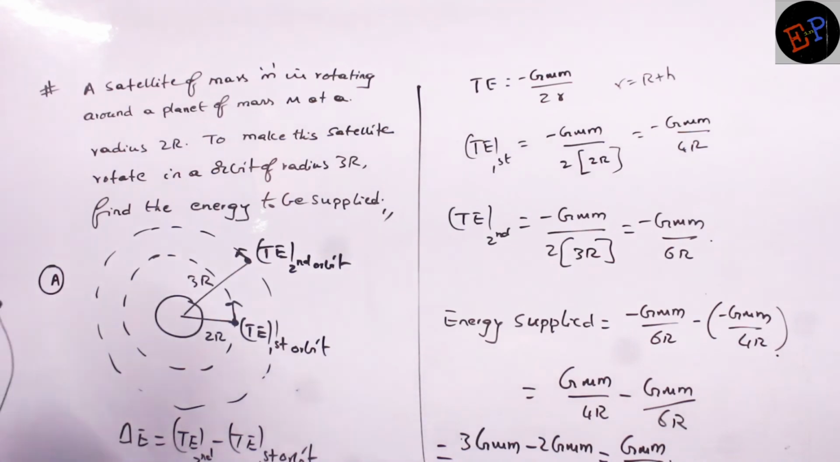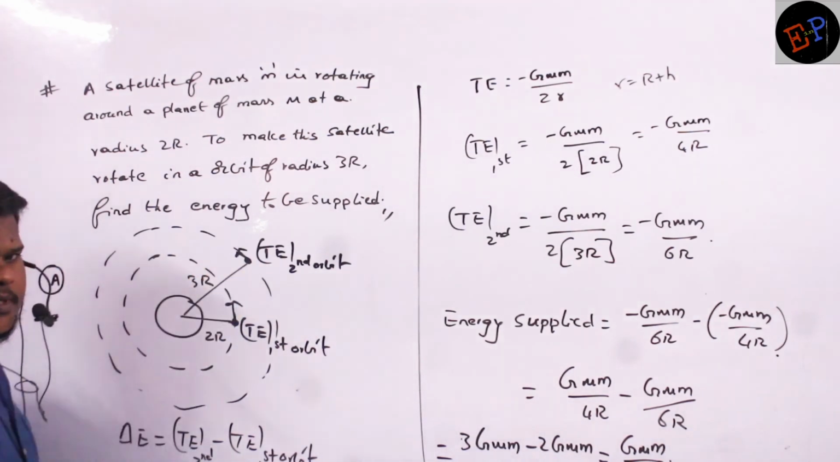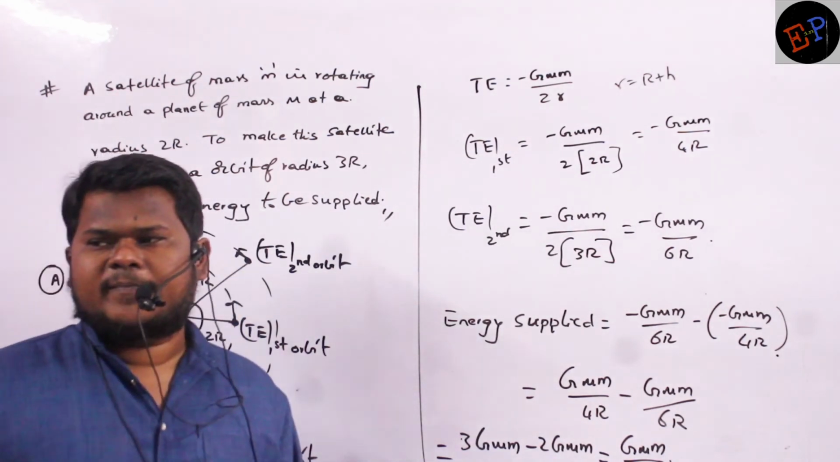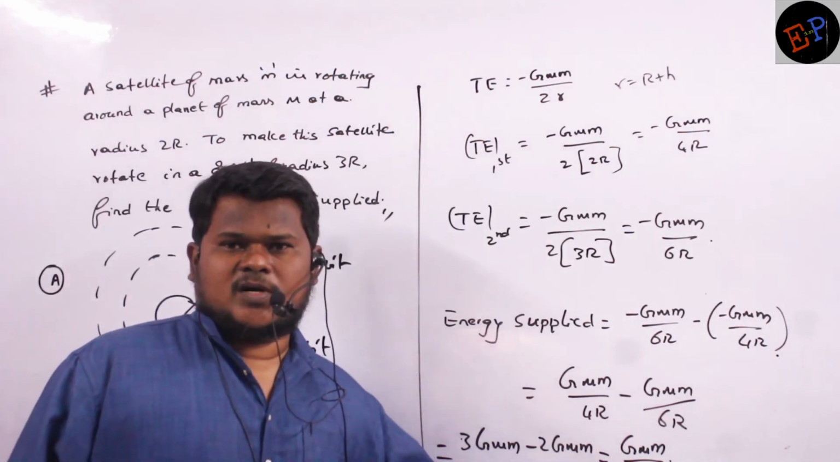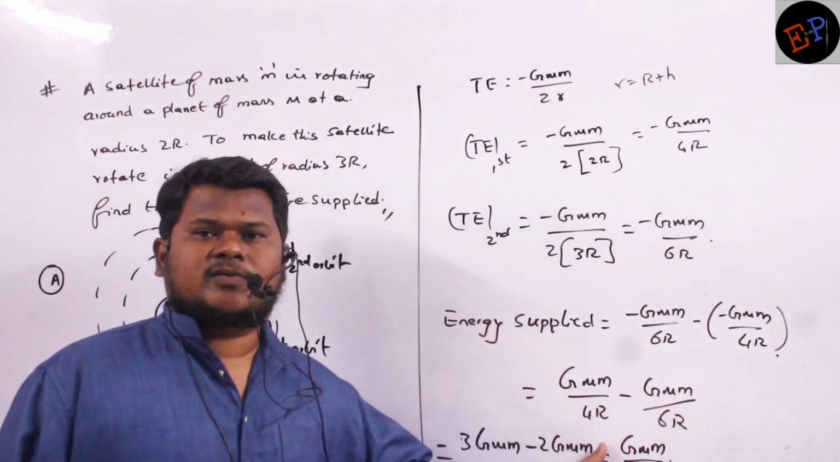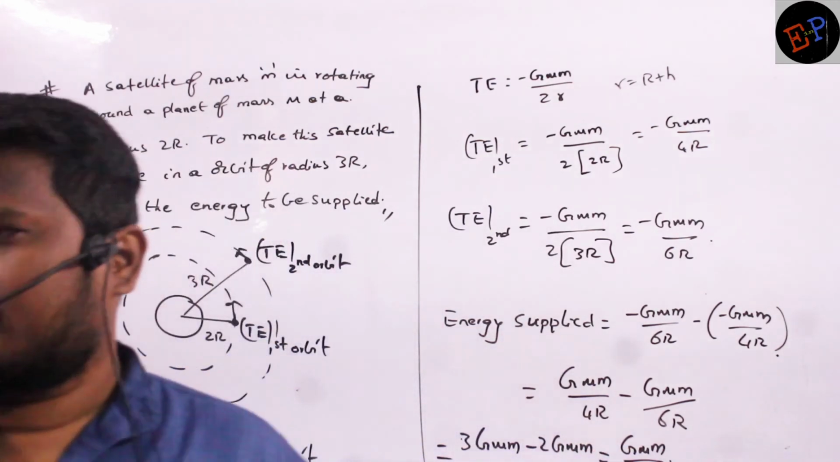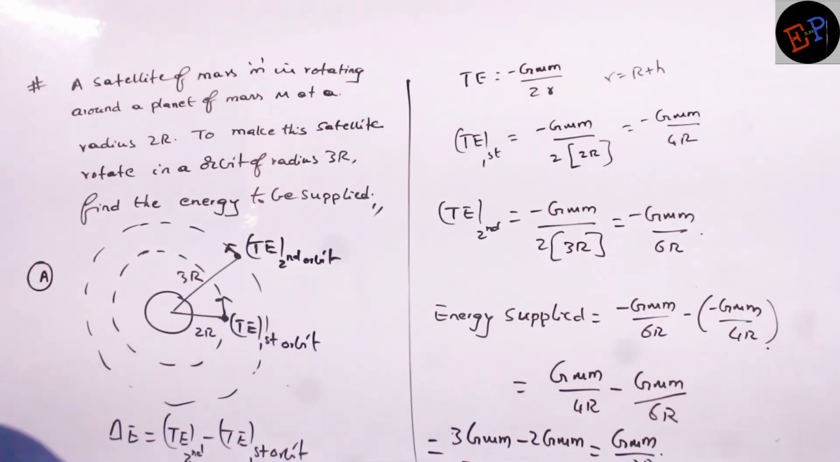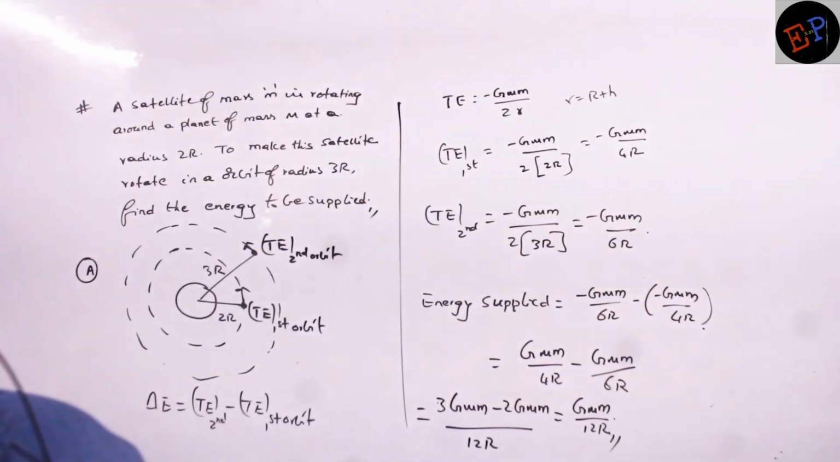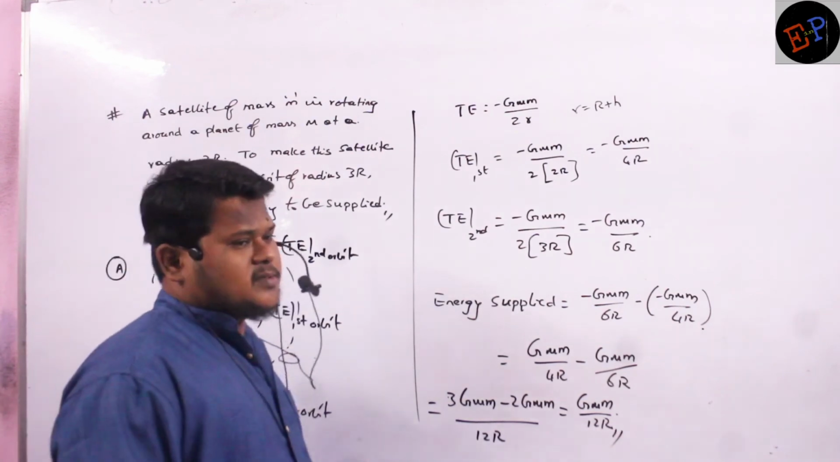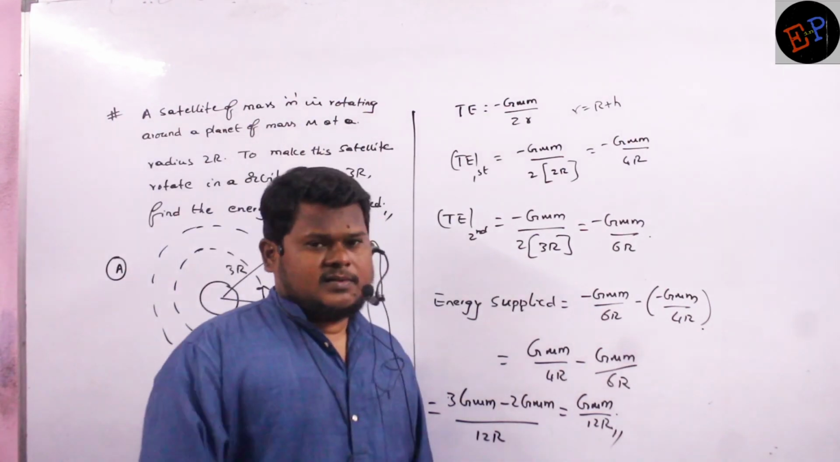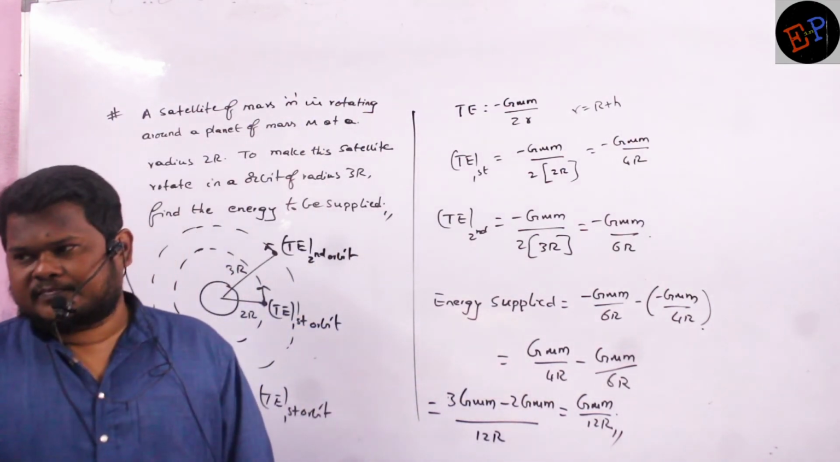Then this satellite goes from first orbit to second orbit. That's it. Now, did I get a positive answer or negative answer? Positive answer. So what is meant by positive answer? Positive answer means we have to supply energy. That is the meaning of this one. Energy is not taken from the satellite. Energy is supplied to the satellite. That is meant by positive energy.